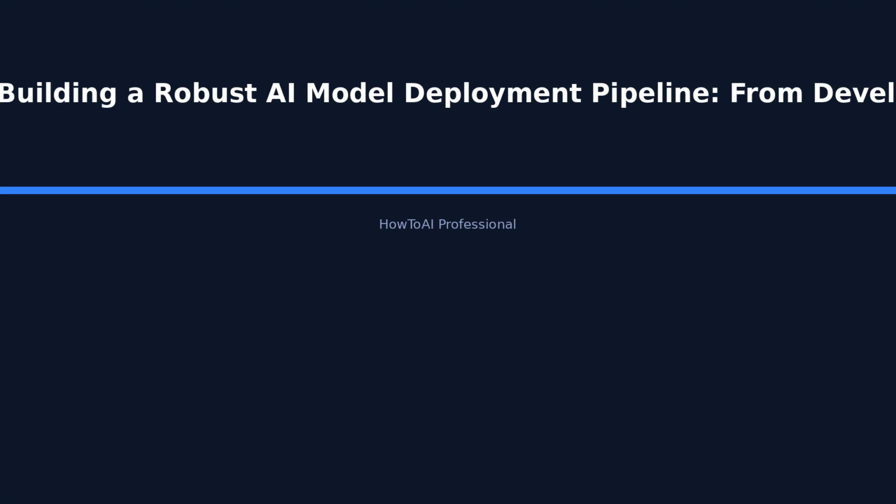Section 2: The components of a deployment pipeline. Now, let's break down the components of a robust AI model deployment pipeline. There are several key elements that you should include to ensure a smooth transition from development to production. Scene cuts to a flowchart displaying deployment pipeline components.